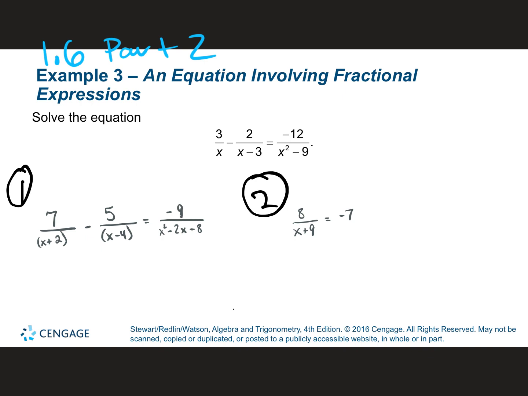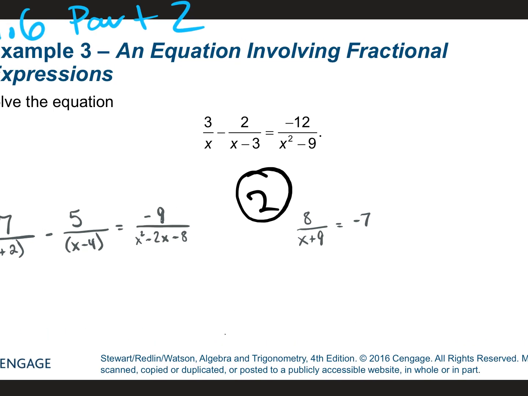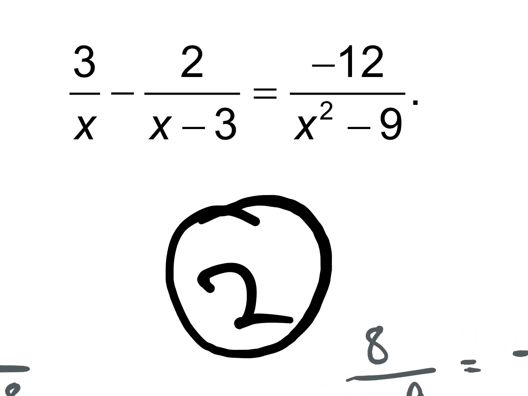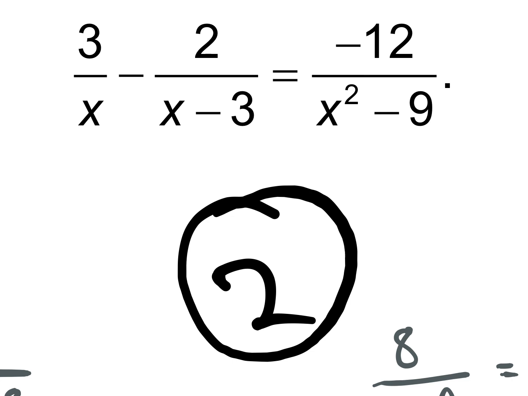So we're going to continue to solve equations. Today we're solving equations that are in fractions. So first thing we want to do is find a least common denominator between all three of our fractions that we have here. So that may involve factoring our denominator if we can.